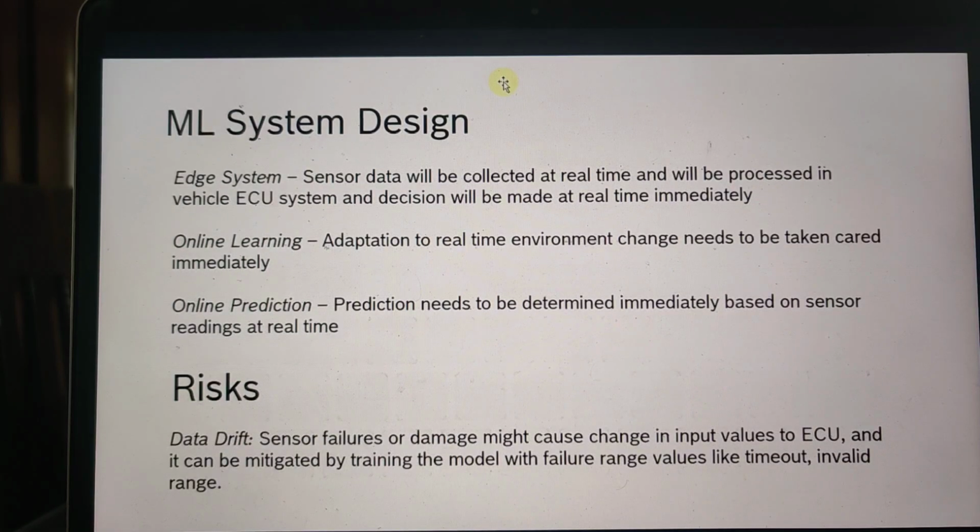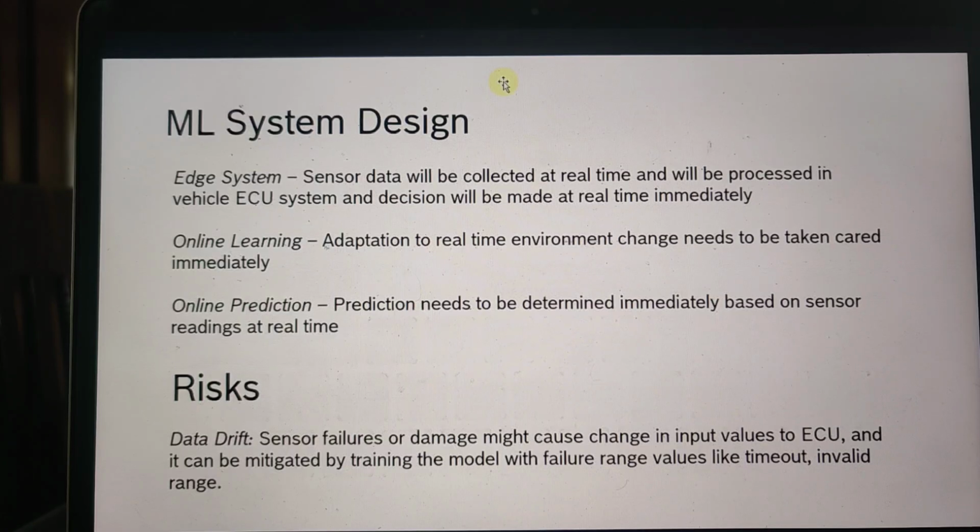The next one is my machine learning system design. Here I will be considering the edge system because my sensor data will be collected in real time and processed in the vehicle ECU system. The decision will be made in real time, immediately, because I need to take action immediately. Online learning and online prediction are also considered because any real-time changes in the environment need to be taken care of immediately, and the prediction needs to happen immediately, because if there is a delay it will cause human health issues. So the result should happen immediately. My edge, online learning and online prediction are considered as the system design.